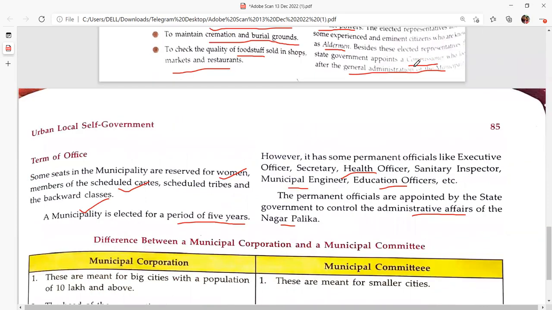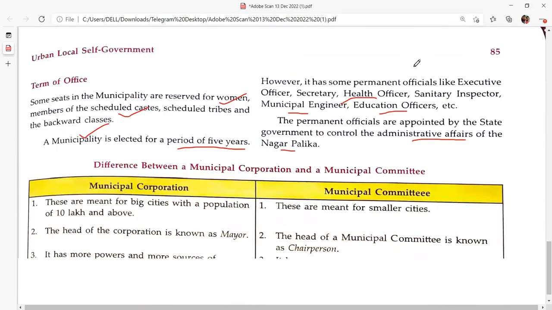Next is the sanitary inspector. The sanitary inspector will look after the drains. Are the drains properly managed? Are the drains properly covered? Is the water sewage disposal maintained properly? And the municipal engineer will look after the bridges, roads, and construction, and education officers will look after the schools and educational institutions of the city.